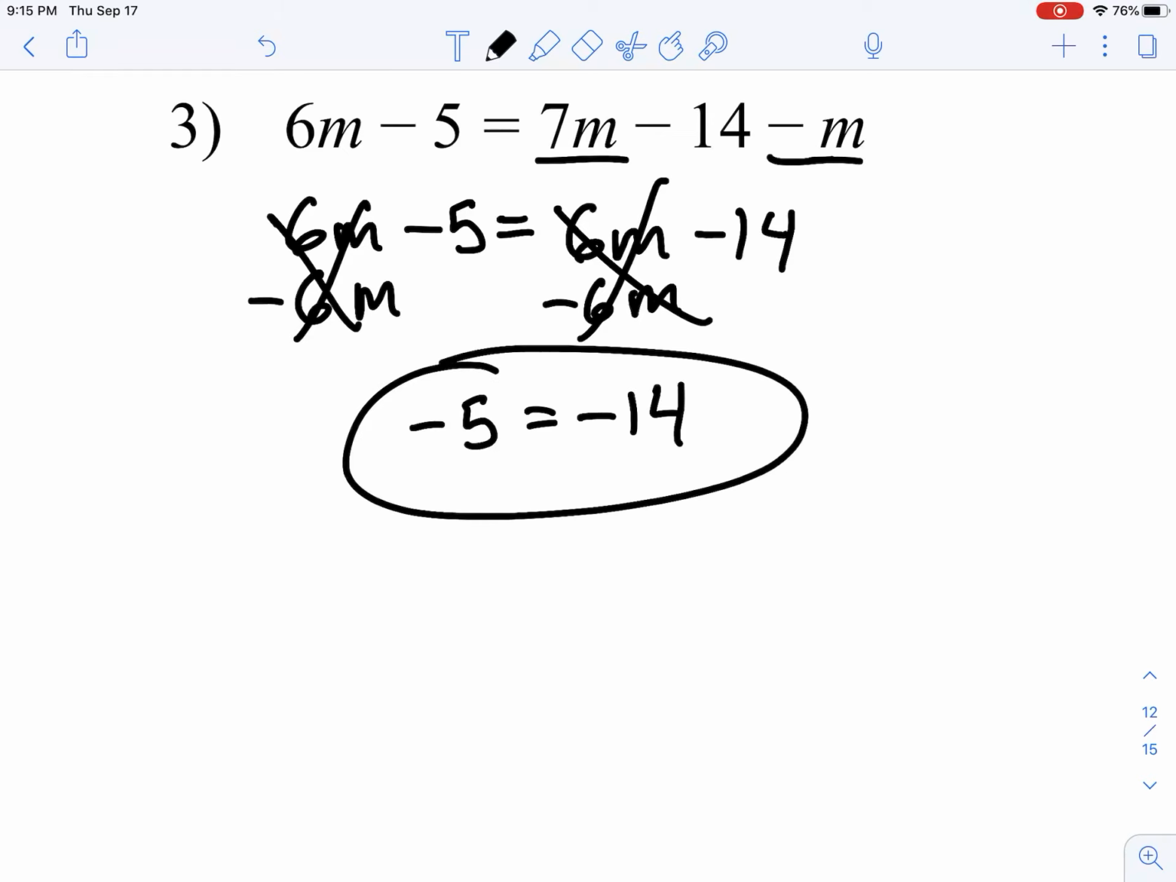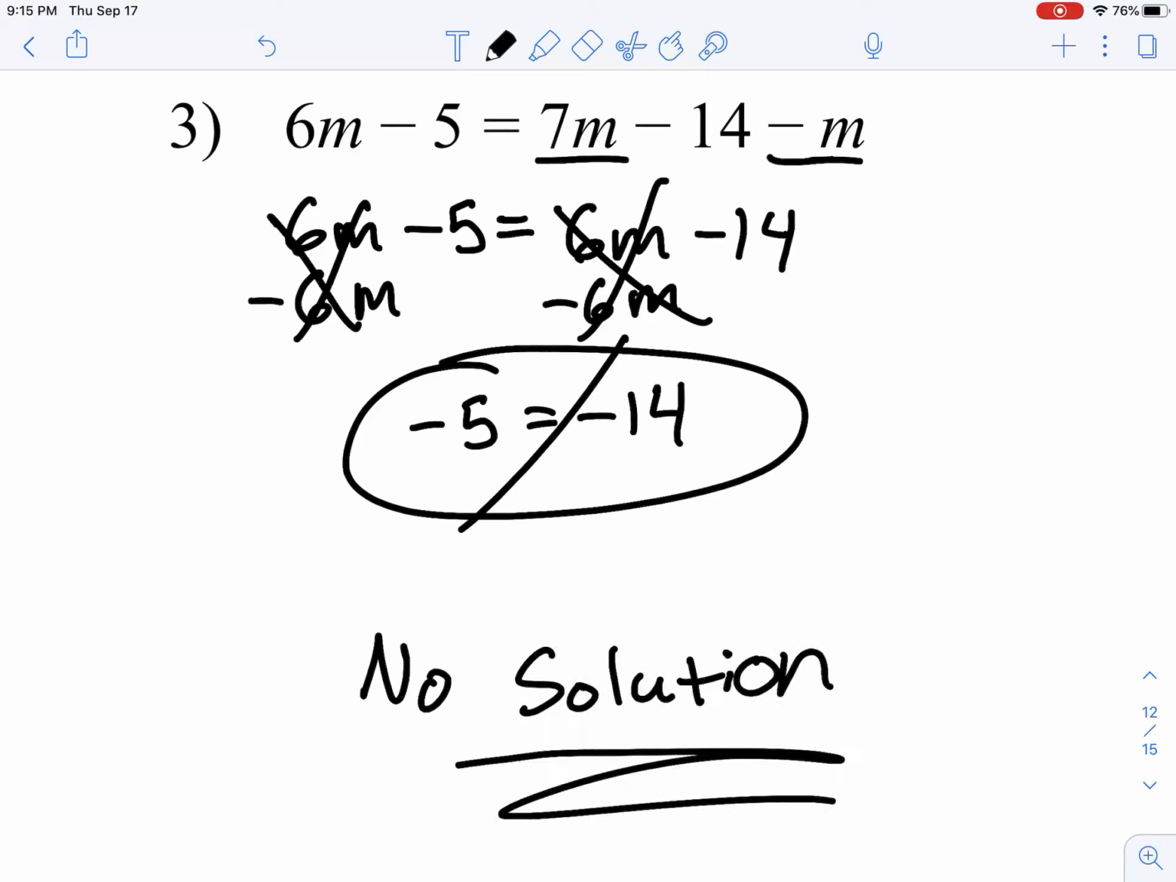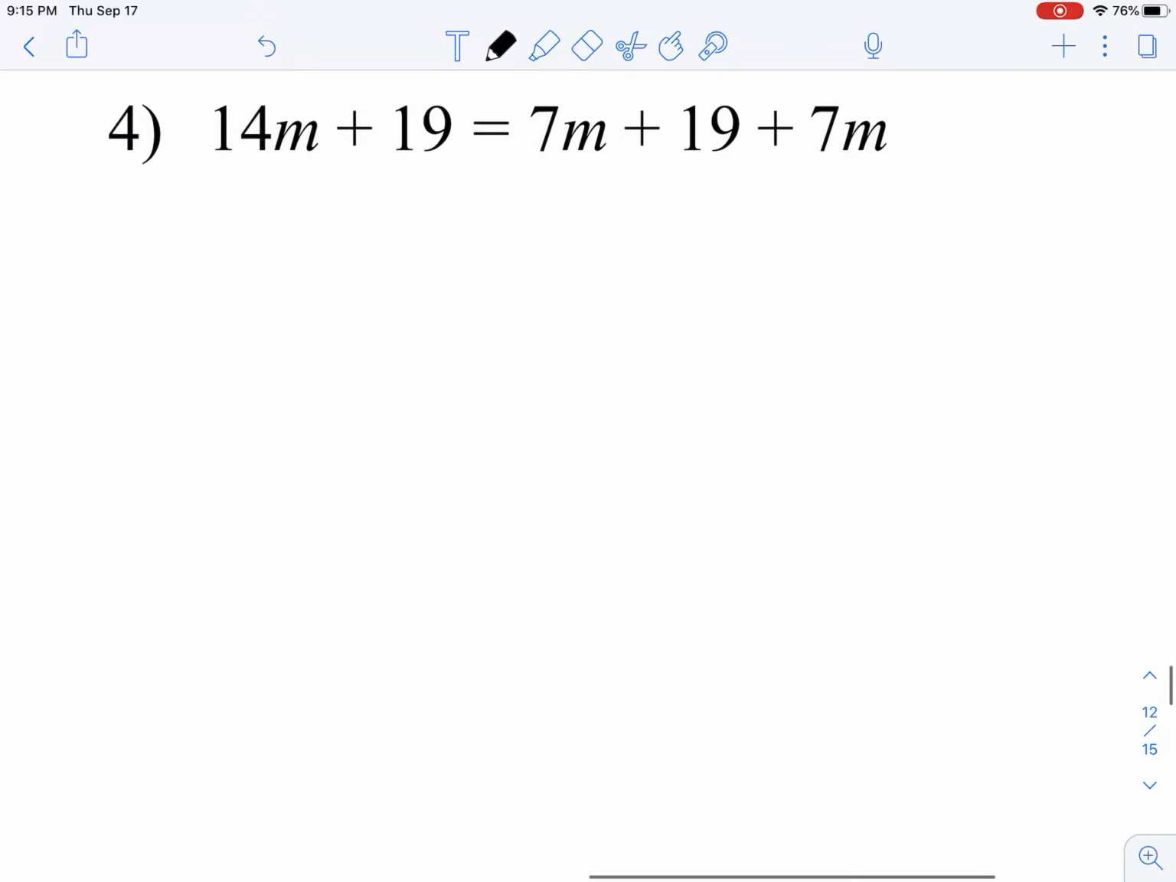Now that does not work. Negative 5 does not equal negative 14. So anytime that you get an answer where it's like negative 5 equals negative 14, which you definitely know is not true, this is a no solution. This answer has no solution because that's just a false statement.